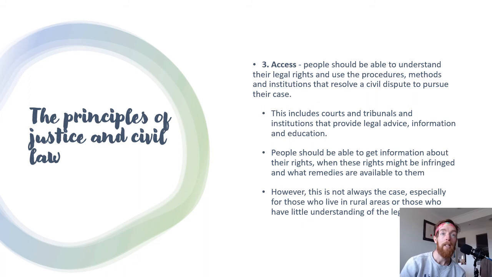People should be able to get information about their rights when these rights might be infringed and what remedies are available to them. However, this is not always the case, especially for those who live in rural areas or have little understanding of the legal system. So it can be problematic when there could be language barriers, they could be from a different country and not understand laws in Australia. A lot of people's rights have probably been infringed and they've never known about it because they don't fully understand the law. And that's a bit of an issue. That's why access is so important, because if people are able to access the law and understand the law, they're able to make sure that their rights are not going to be infringed.